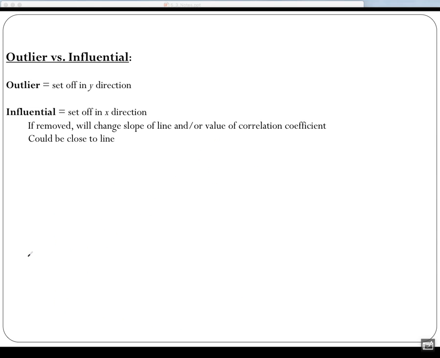Okay, any questions with residuals, residual plots, influential, or outlier?